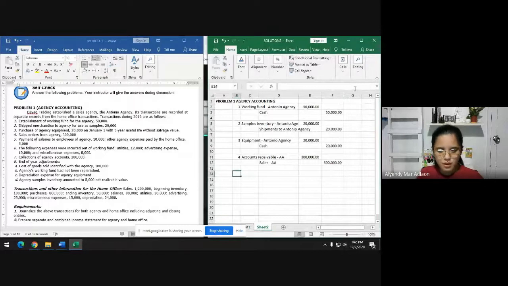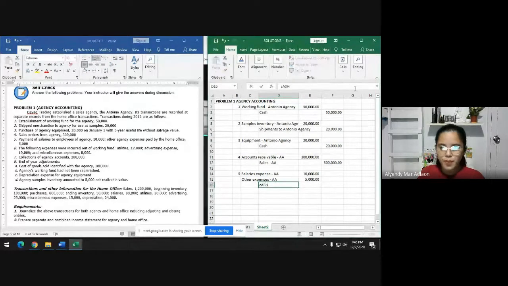Next, number 5. Payment of salaries to employees of agency, 10,000. Other agency expenses paid by the home office, 5,000. Okay, so the home office itself pays directly the employees of the agency and the other agency expenses. So debit salaries expense, Antonio Agency, and debit other expenses, Antonio Agency. By how much? We have 10,000 and 5,000. So that is credit to cash, 15,000 pesos.